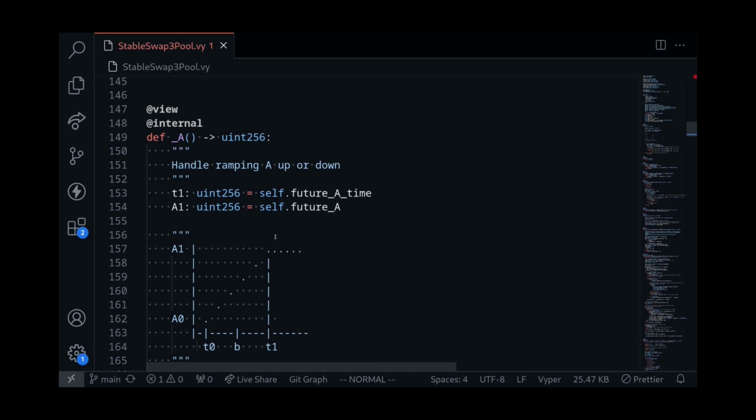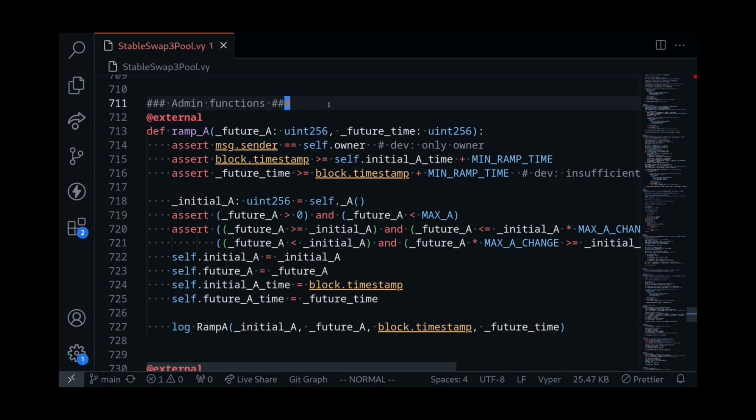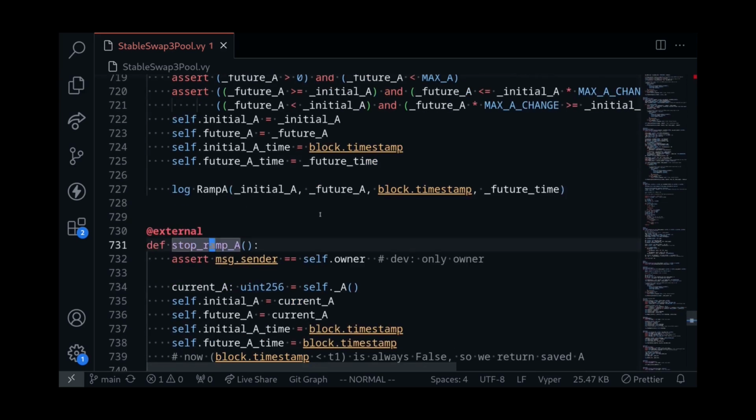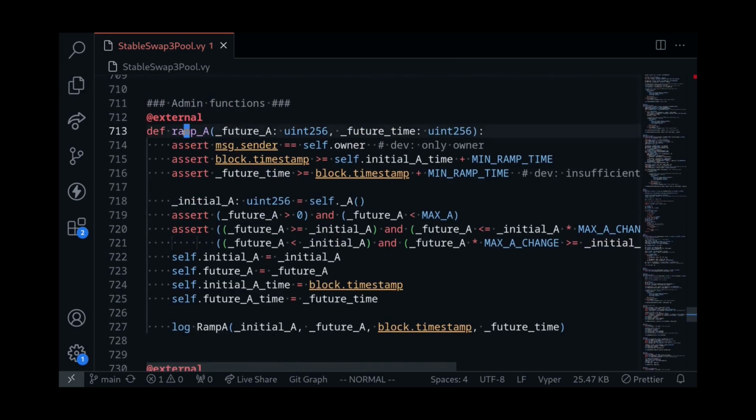Next, let's take a look at how the admin can set this A parameter. The functions that the owner of this contract can call to set the A parameter are rampA and stopRampA. Let's first take a look at the function rampA. What this function does is set the future A parameter. In the code that we saw previously, this will set the parameter A1. For the input, it's going to take in the future A and future time.